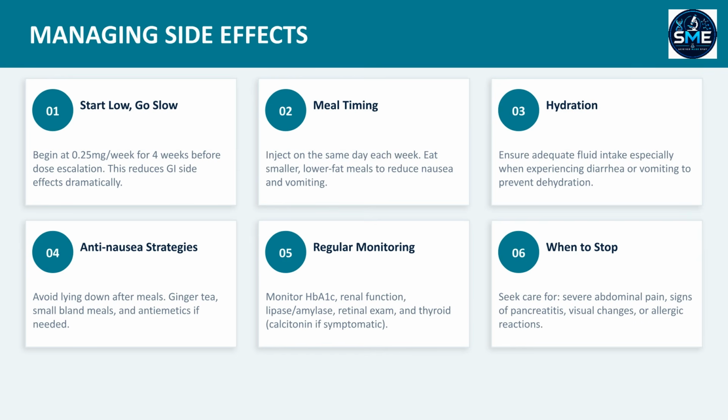Managing side effects involves starting low and going slow with the dose. Inject on the same day each week and eat smaller, lower-fat meals. Stay hydrated, especially during vomiting or diarrhea. Use anti-nausea strategies like ginger tea and seek care for severe abdominal pain or visual changes.